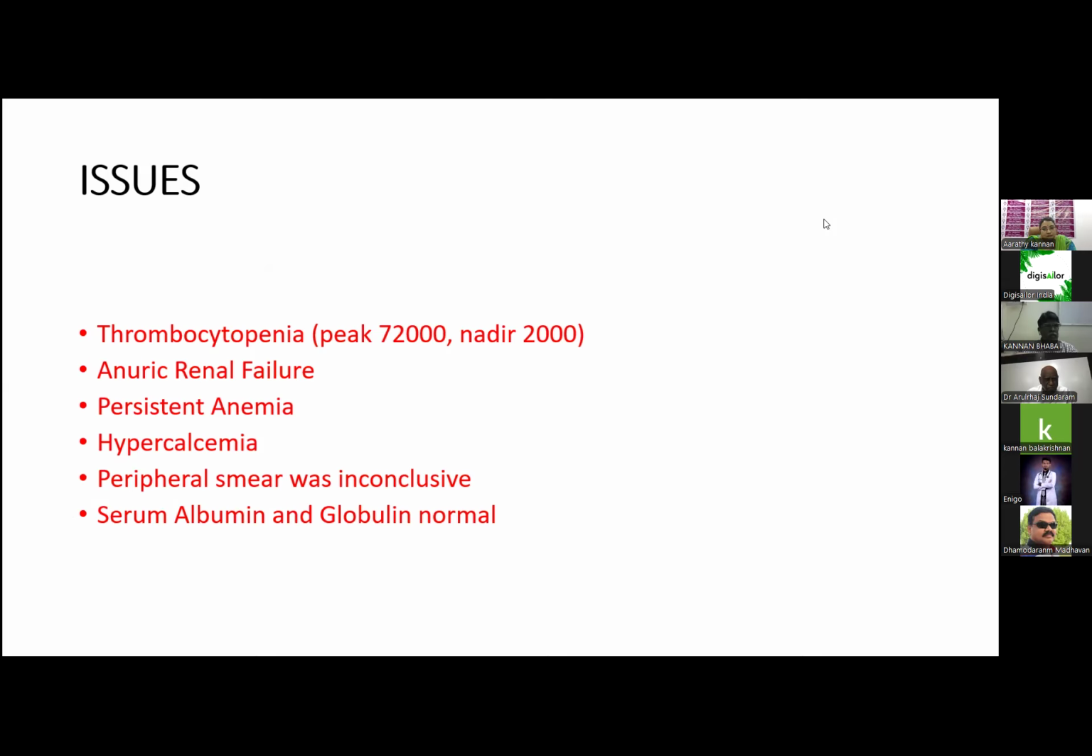So the issue now is the thrombocytopenia. Her peak platelet count during the admission was 72,000. The nadir is 2,000. And there is persistent anemia. There is hypercalcemia. An underlying finding was not identified. Peripheral smear was inconclusive. The serum albumin globulin ratio is normal. Next slide.